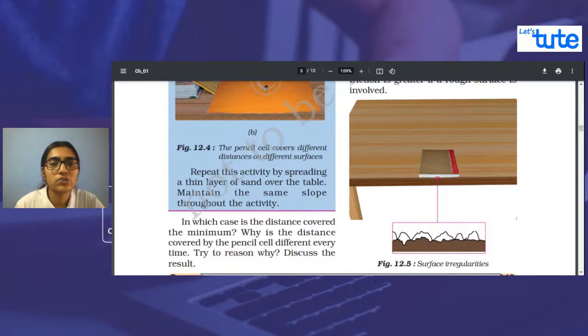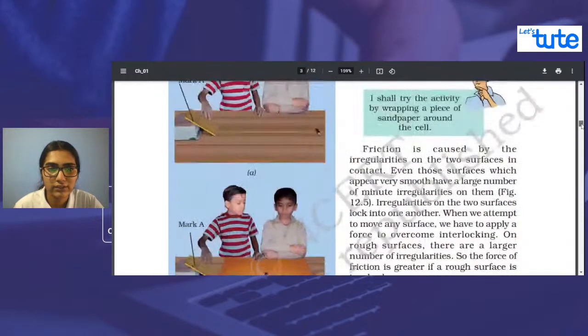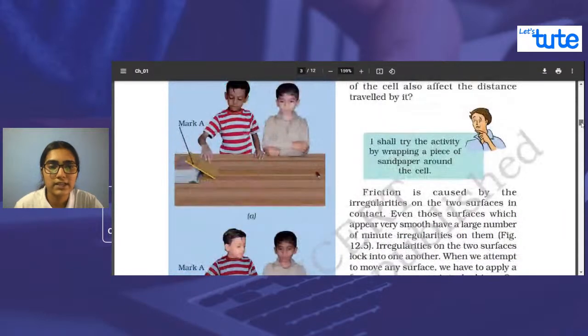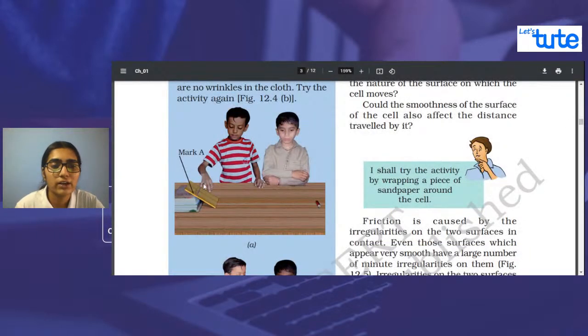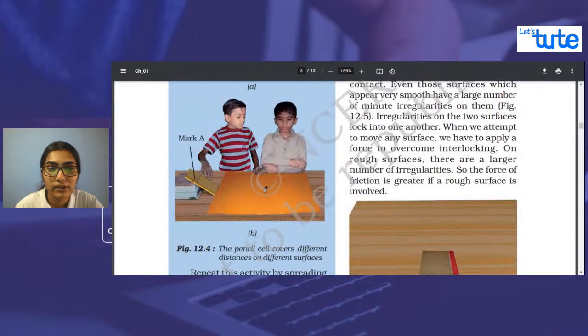Let's go through the textbook and see what they have given. So here the surface concept is there. Here there are two boys. What they are doing is trying to throw a battery from a certain height. Now, when they do that on a smooth table, the battery goes to a certain extent. But when they do the same thing with a cloth below, it goes only halfway, for the sole reason that the cloth increases the friction.